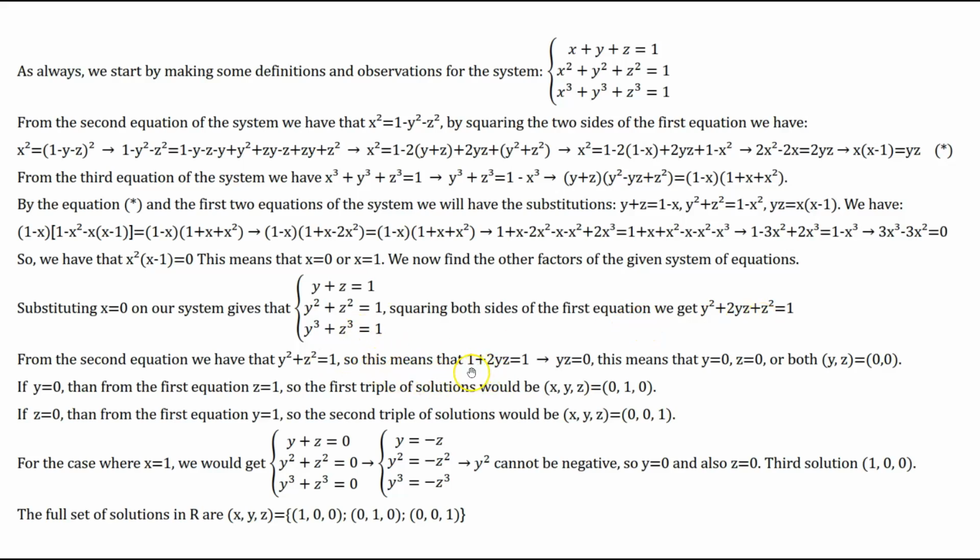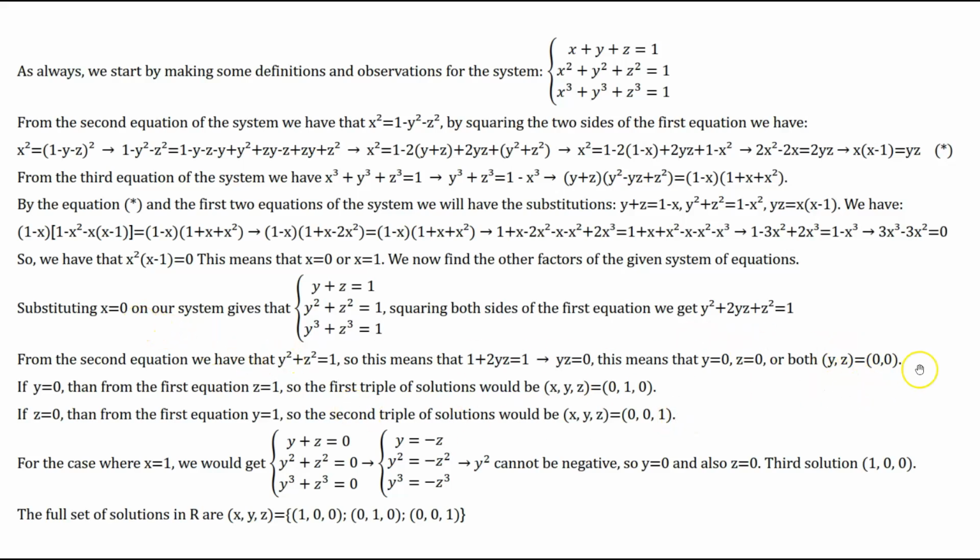So this means that 1 plus 2 epsilon z is equal to 1, or that epsilon z is equal to 0. This means that epsilon is equal to 0, or z is equal to 0, or both epsilon and z are equal to 0. If epsilon is equal to 0, then from the first equation we get that z is equal to 1. So one triple of solutions x, epsilon, z will be 0, 1, 0. If z is equal to 0, then from the first equation epsilon is equal to 1, so the second triple of solutions will be 0, 0, 1.